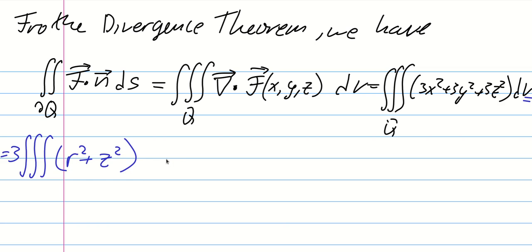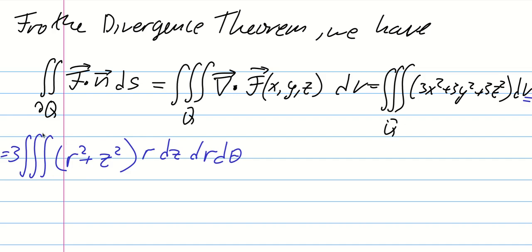Then since we use the polar coordinates, we have dz, and we have r dr d theta, since we're switching to the polar coordinates.